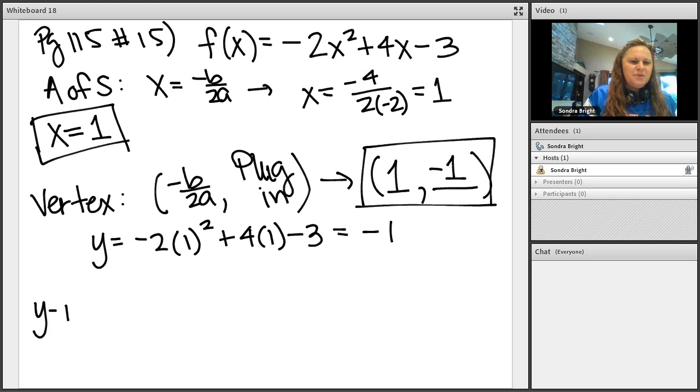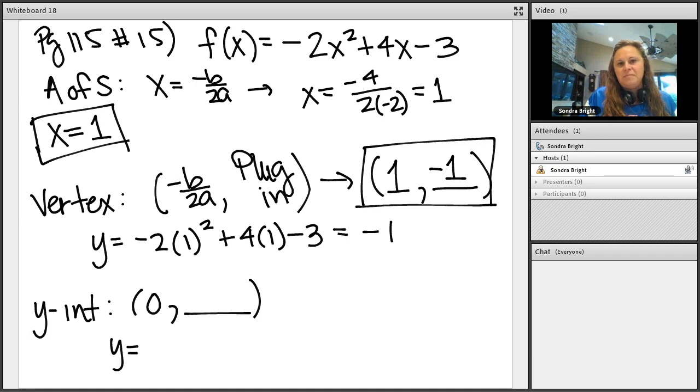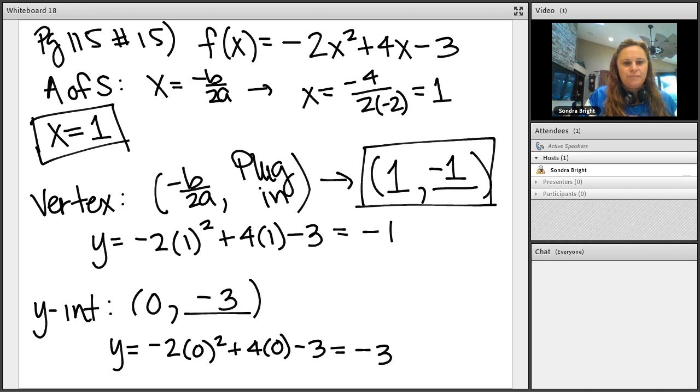Y-intercept is the super easy one to find. Y-intercept is when x is 0, what's your y? So I'll plug in a 0, but you know it's going to end up being that c value every time, right? Hopefully you notice that. If I plug in a 0 into x, you end up with negative 3. So 0, negative 3 is your y-intercept.